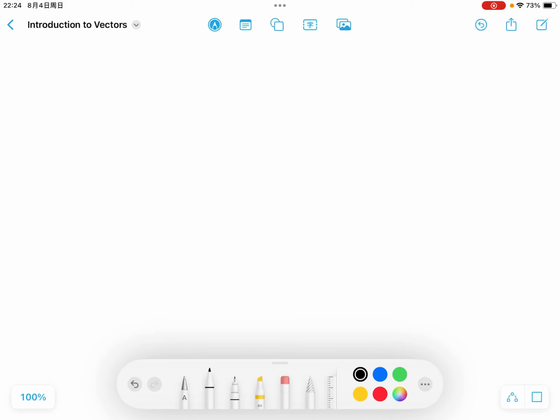So this is the second lesson in vectors, and it's still kind of like the introduction and the basic stuff. Basically for vectors, last lesson we learned what a vector exactly is. If you don't remember, a vector is a magnitude and a direction.